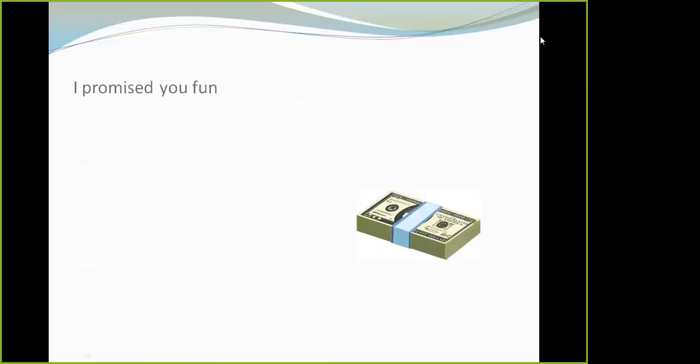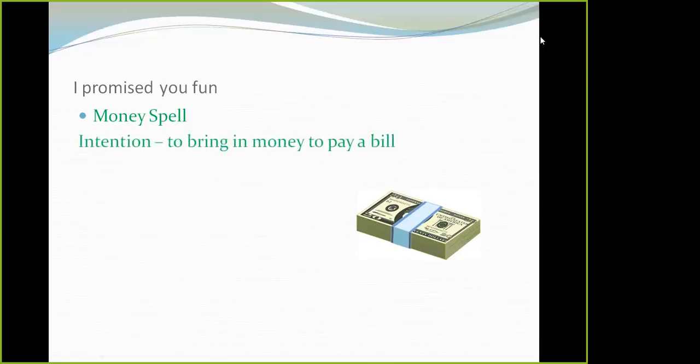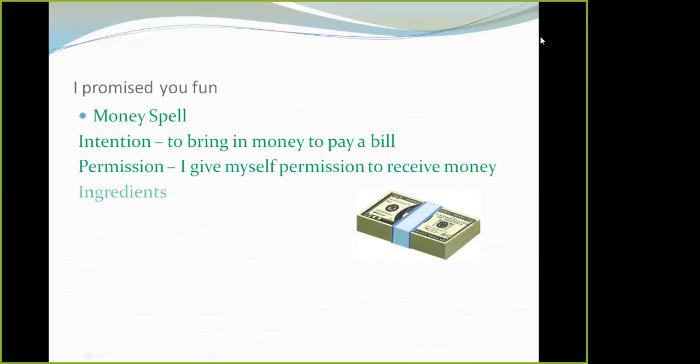So I promised you some fun. I'm going to give you a couple of spells to play with. The first one is a money spell, because everybody kind of wants a bit of money in their life. The intention is to bring in money to pay a bill. Our permission: I give myself permission to receive money. The ingredients: something green.